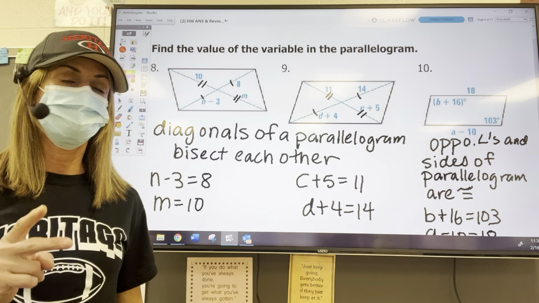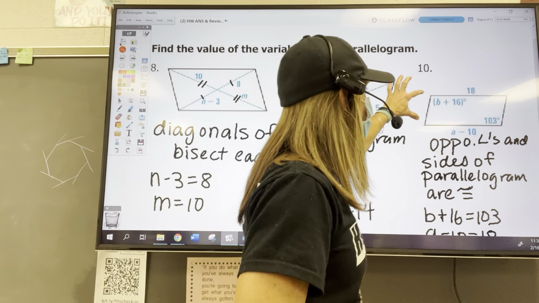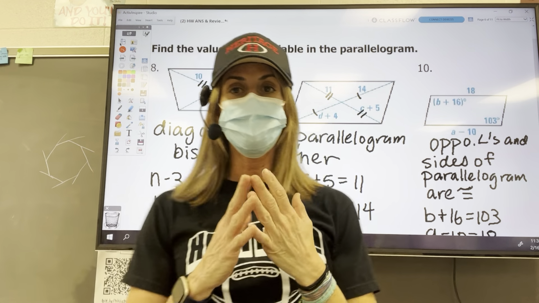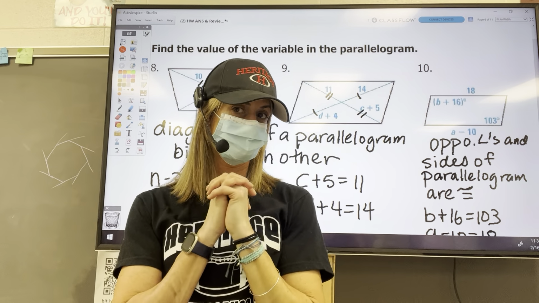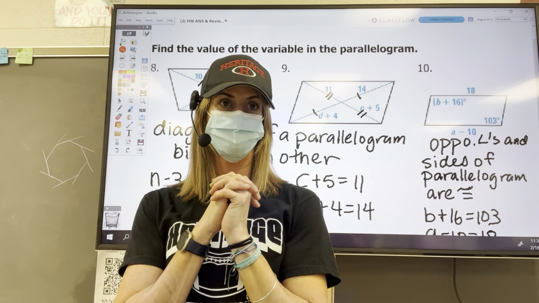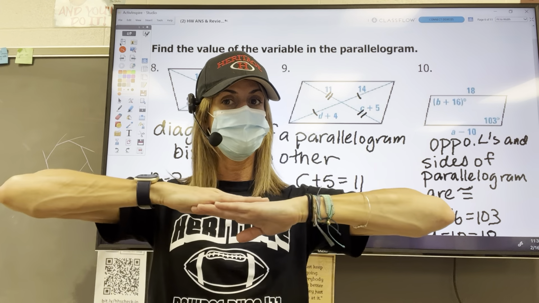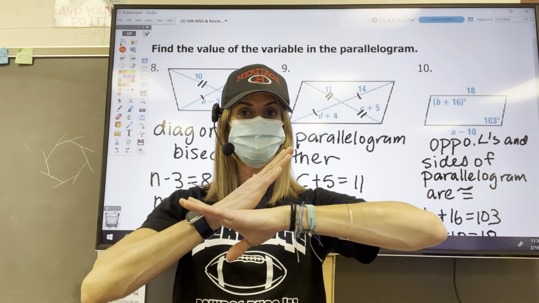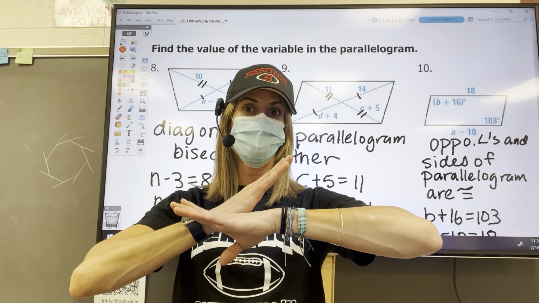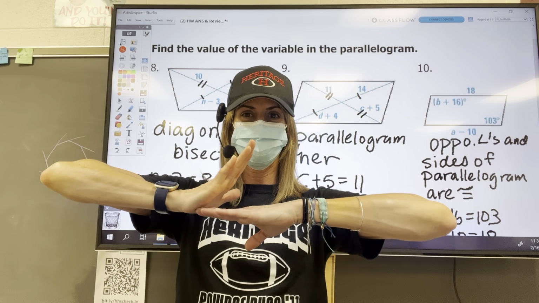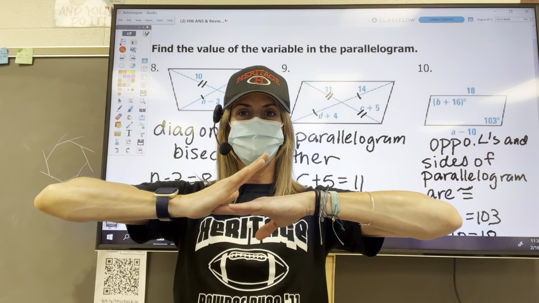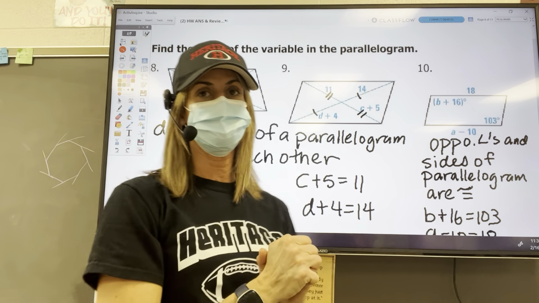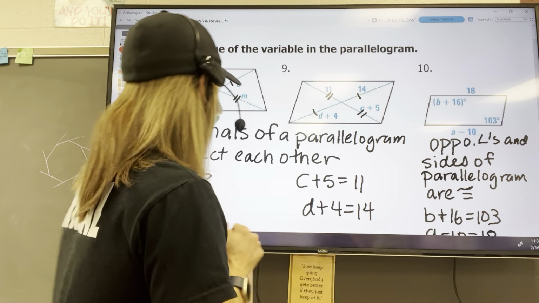Consecutive angles in a parallelogram, right next to each other, those are supplementary. Supplementary means what? On the same line. They would form a straight line, right? If we were two angles that are a linear pair, like that, they do form 180 degrees, a straight line. So that means they are supplementary, means they add up to 180. Perfect.